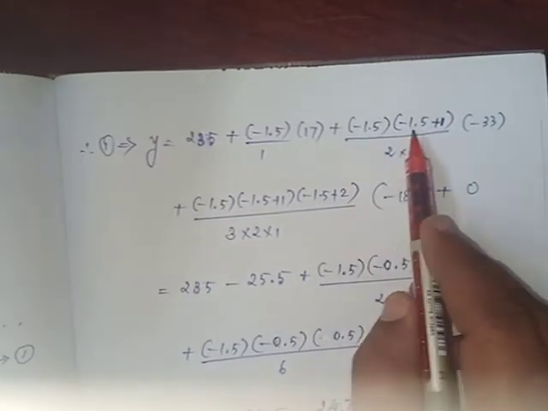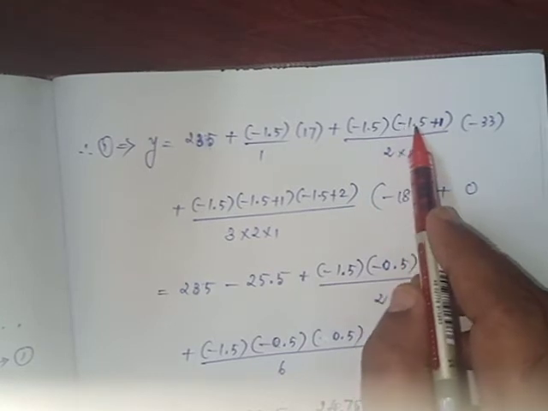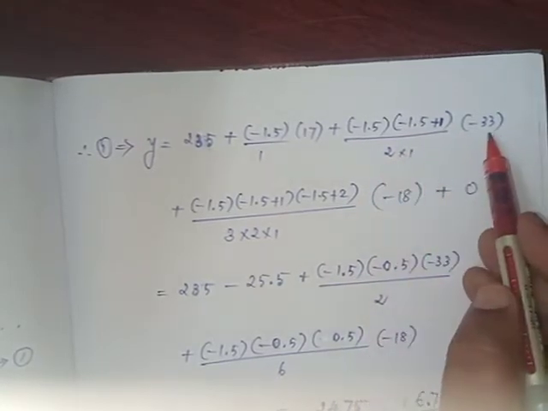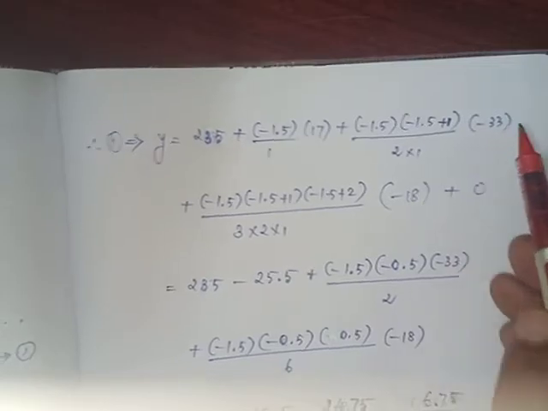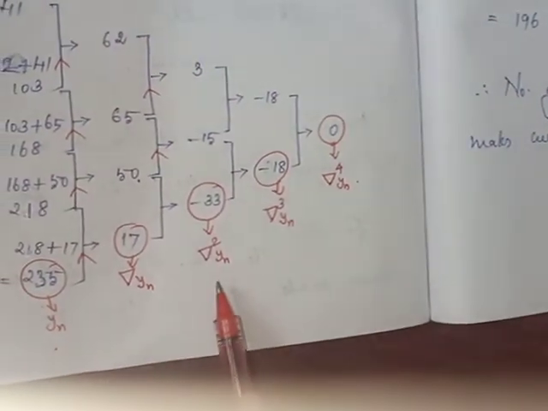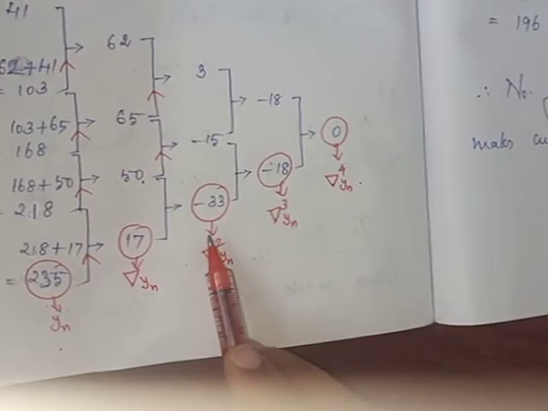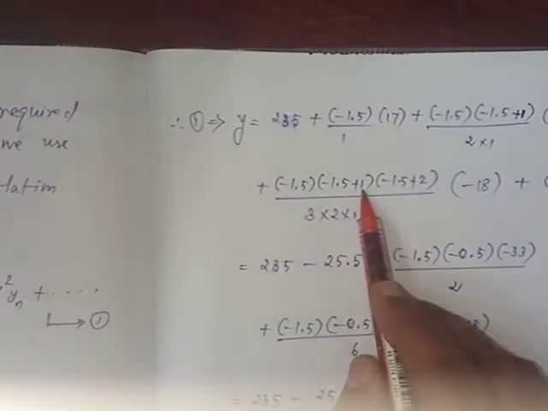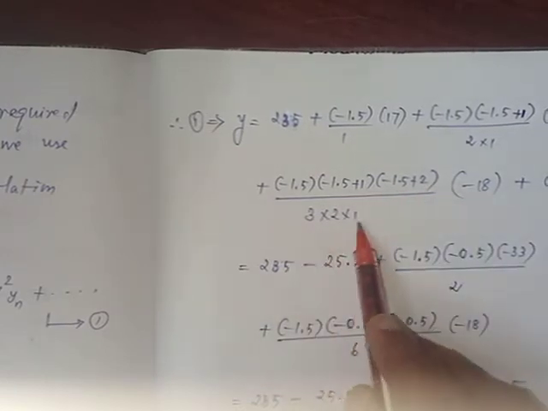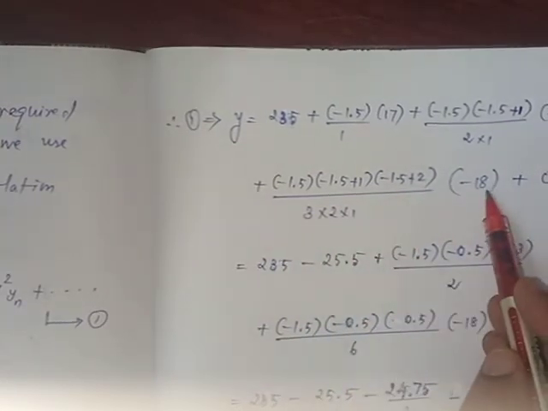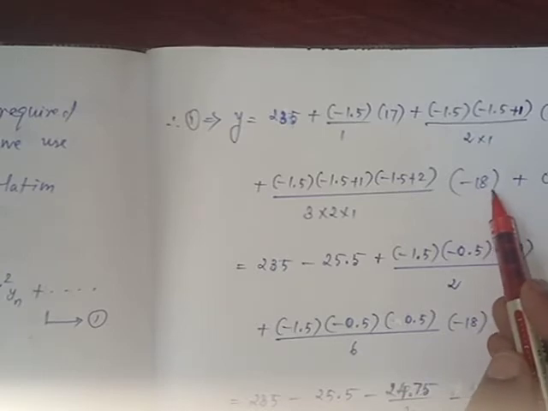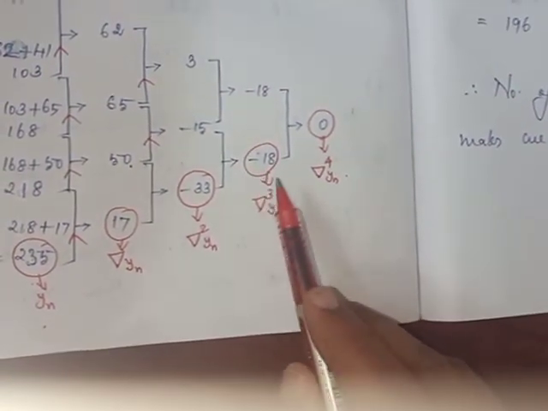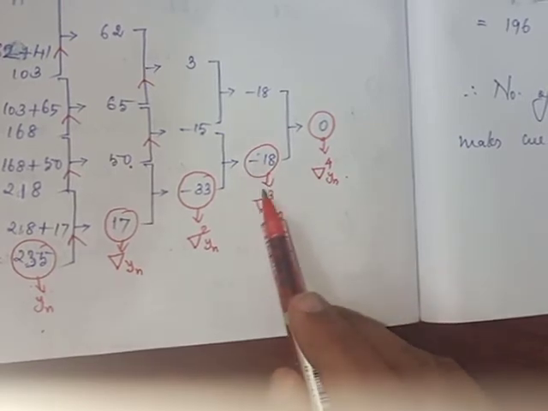Next, n into n plus 1. N value minus 1.5 plus 1 divided by 2 factorial, 2 into 1, into Δ²yn. Δ²yn, here it is. What is the value of Δ²yn? Minus 33. Plus n into n plus 1 into n plus 2 divided by 3 factorial, 3 into 2 into 1, into Δ³yn, that is equal to minus 18.